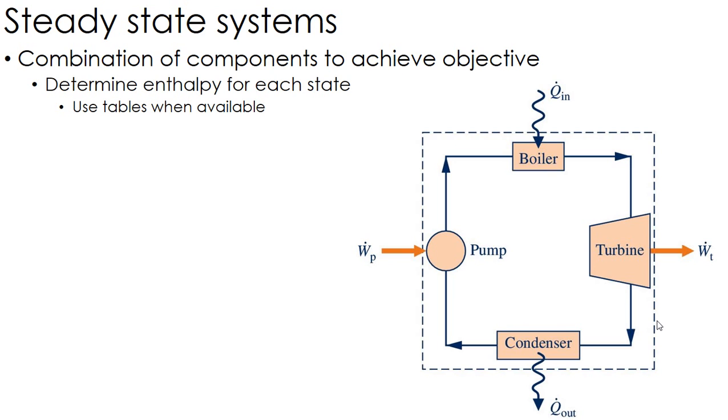Now, the basic way to solve these is you find the enthalpy for each state, basically between each of the devices, right? So I've got 4 different states. You go through, you find your H values and use the tables, okay? 9 times out of 10, you're going to look up H values in the tables, okay?